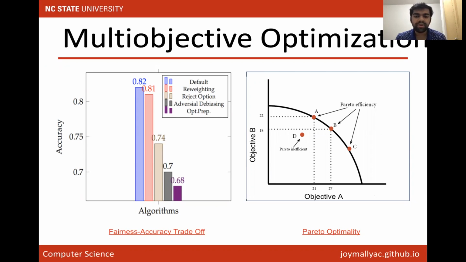So we can see when we have two objectives, objective A and objective B, which are competing goals, we need to use the concept of Pareto frontier and Pareto optimality to find the trade-off between these two. So instead of using a single objective, we use multi-objective optimization to find the best balance between the performance of the model and fairness of the model.